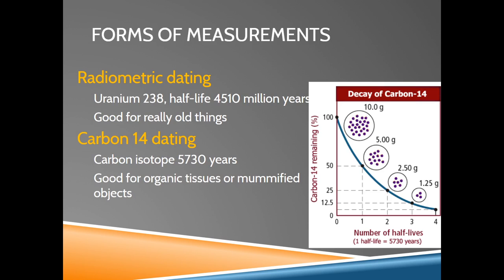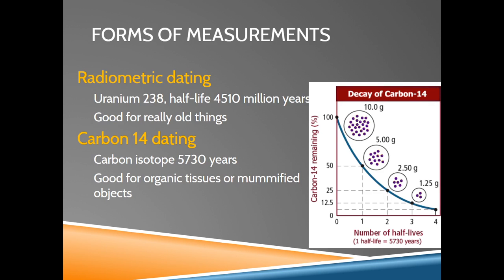So mummies are great, or things that are mummified, even like mammoths, as we talked about before, we can actually determine their age. But if you're looking at a dinosaur bone, not so good, because once again, they lived like 65 million years ago. So using uranium-238 is definitely the way to go, because it has a much longer half-life.